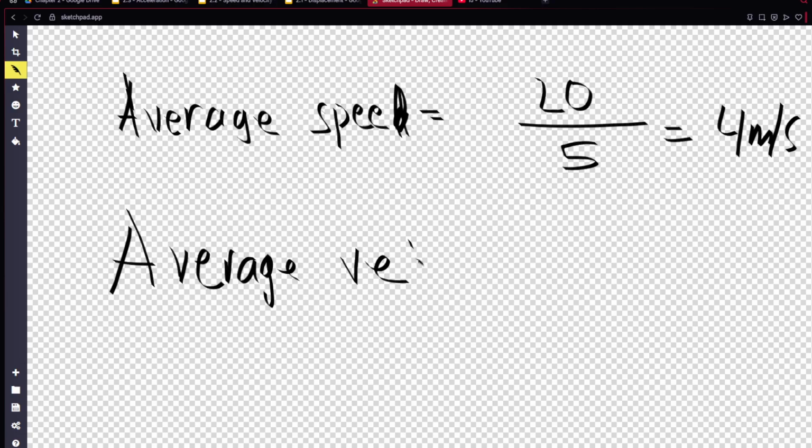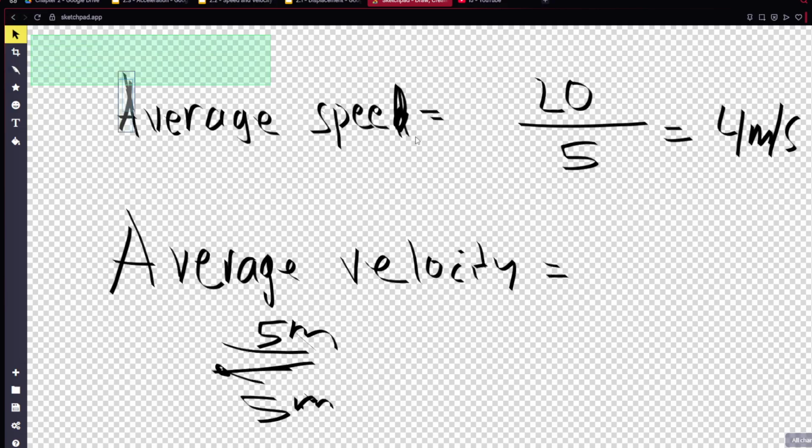So again, for a refresher, if we travel 5 meters here and 5 meters back, technically, using distance, we traveled 10 meters. But using displacement, we traveled nothing because we were back at our original position. So same thing, same concept.